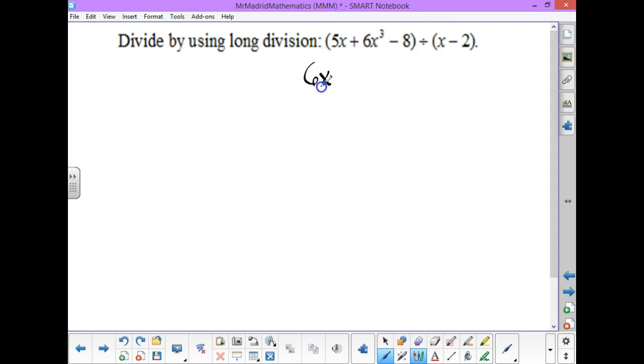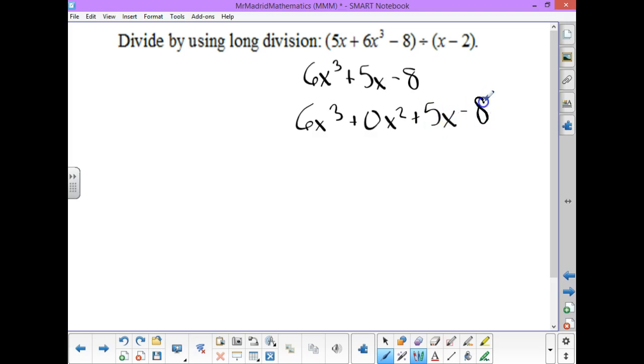So I'm going to go with my highest exponent term, and then I've got a 5x, then I've got a minus 8. Now the other thing you'll notice is, hey, there's no x squared. Well, one, that's a good observation. Two, you can quickly adjust for that. Plus 0x squared plus 5x minus 8.